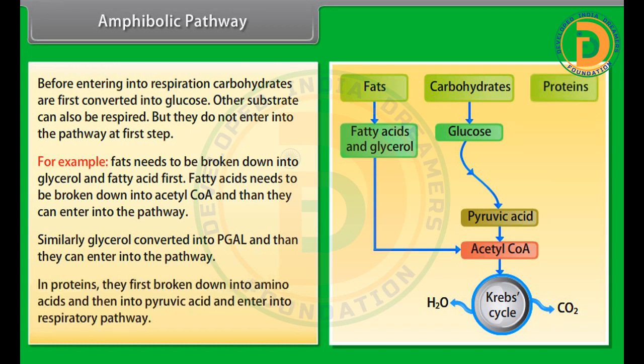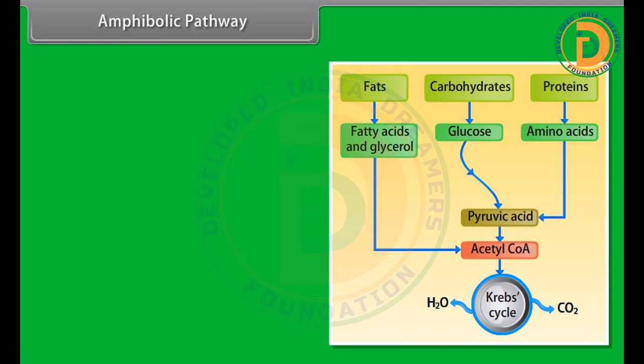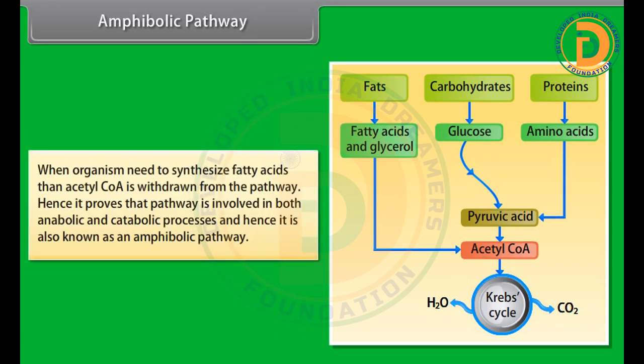Proteins first break down into amino acids and then into pyruvic acid and enter the respiratory pathway. When an organism needs to synthesize fatty acids, acetyl CoA is withdrawn from the pathway. Hence, it proves that the pathway is involved in both anabolic and catabolic processes, and hence it is also known as an amphibolic pathway.